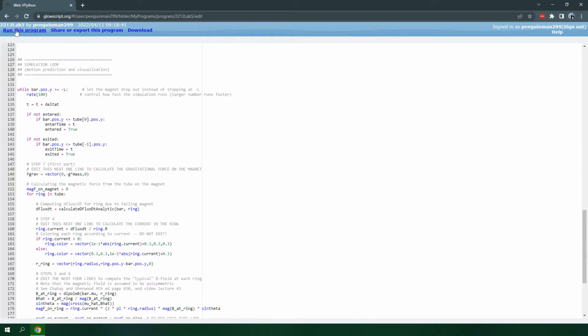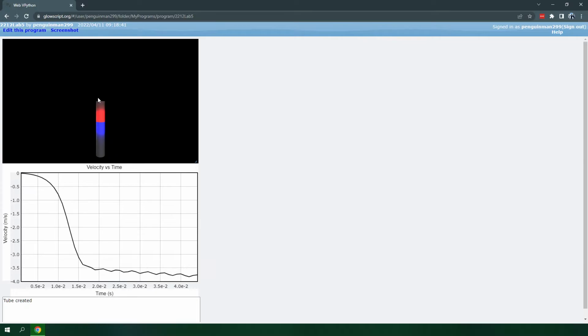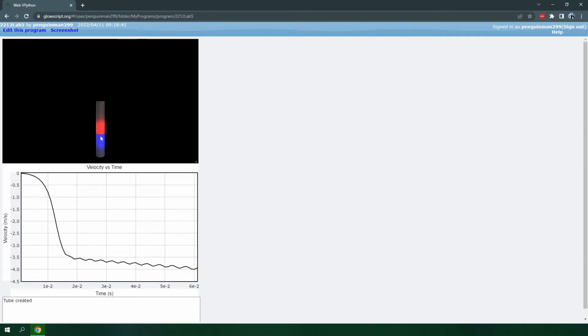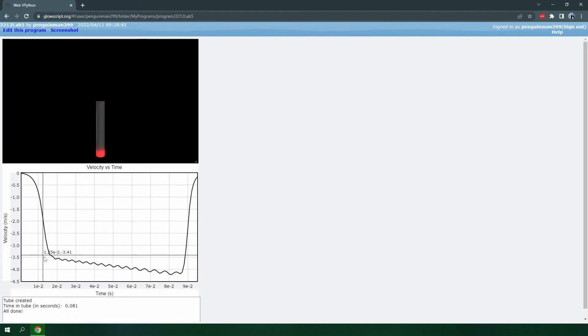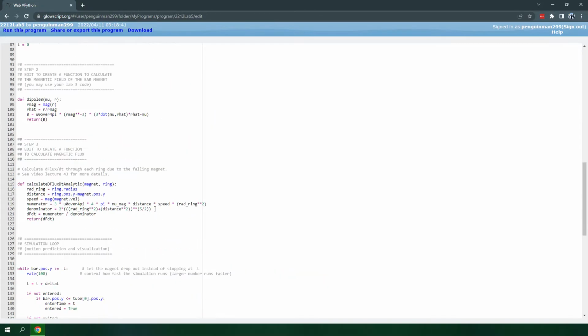Now, if I run this, you will see that the magnet is falling through the tube, and as the magnitude of its velocity increases, its acceleration begins to decrease because this magnetic force that we calculated earlier increases in the direction of gravity as a function of the magnet's speed, as you can see in this method here with speed in the numerator.